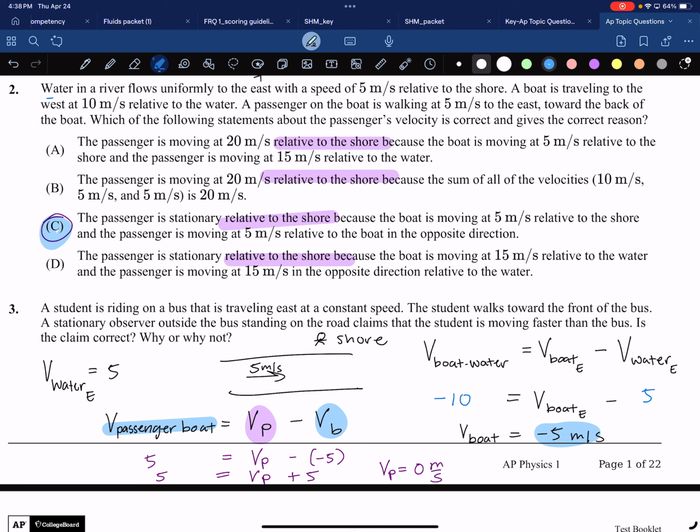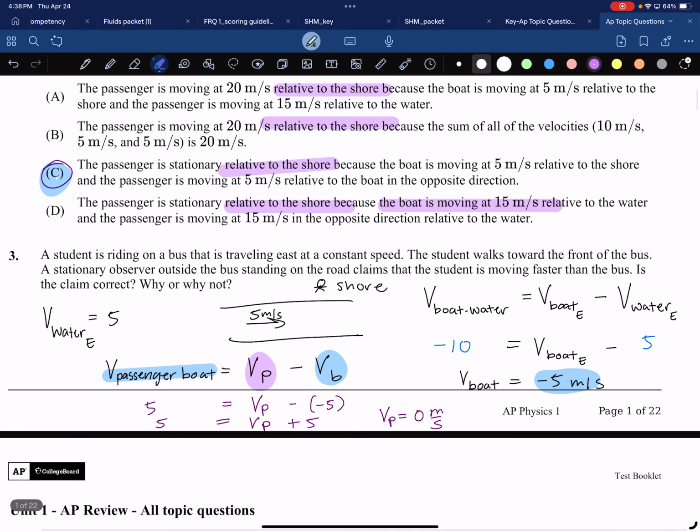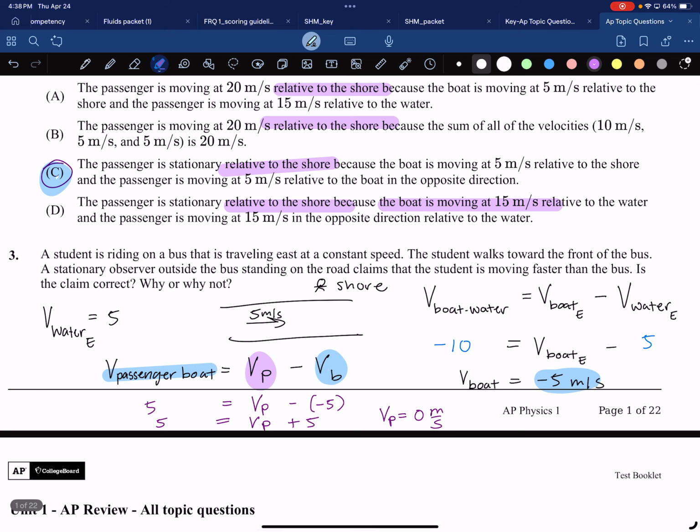The passenger is stationary relative to the shore because the boat is moving at 5 meters per second relative to the shore, and then the passenger is moving at 5 meters per second relative to the boat in the opposite direction. That is correct. We know that this is not correct because it says that the boat is moving 5 meters per second, which is incorrect because we've got 5 as our answer. Okay, let's go ahead and move on.